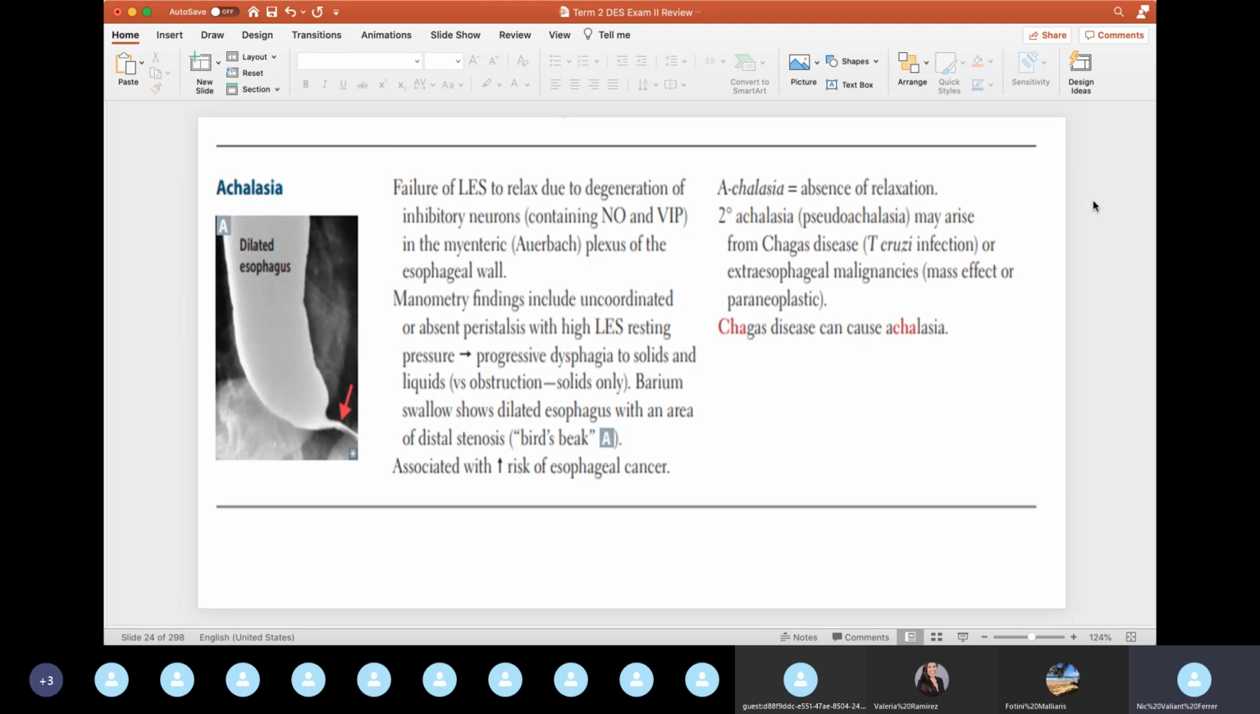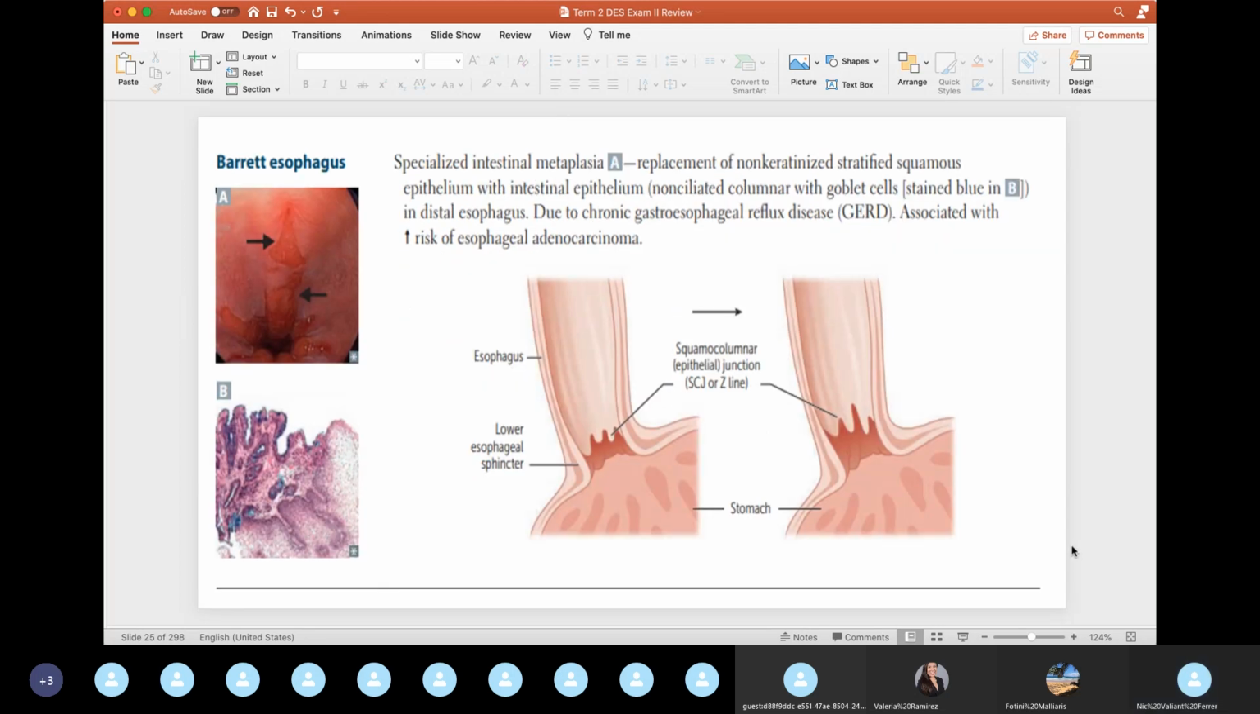What can we see in a barium swallow? Look at the left-hand side image here. You can see dilated esophagus proximally with an area of stenosis. You have the distal stenosis. We call this one a bird's beak appearance. So what if I have achalasia? You have an increased risk of esophageal cancer. Secondary achalasia can be seen in Chagas disease, Trypanosoma cruzi infection, or other extraesophageal malignancies.